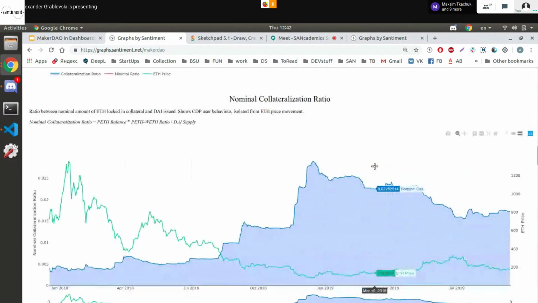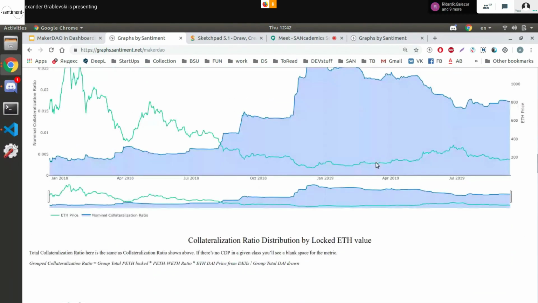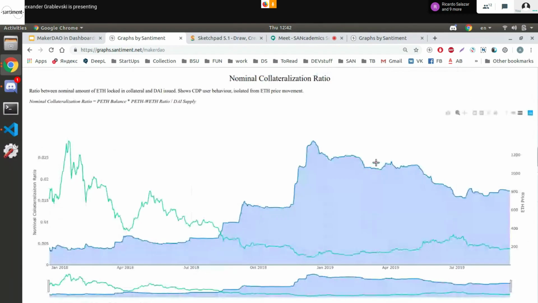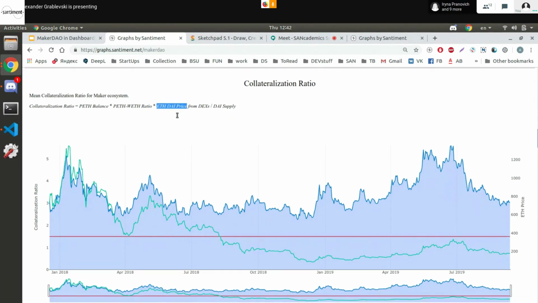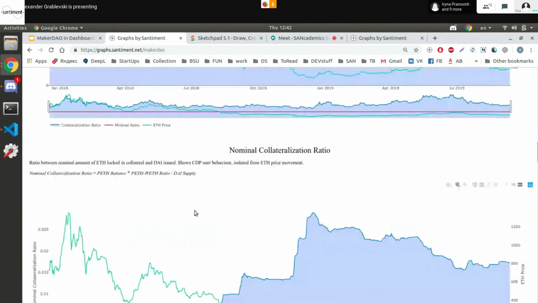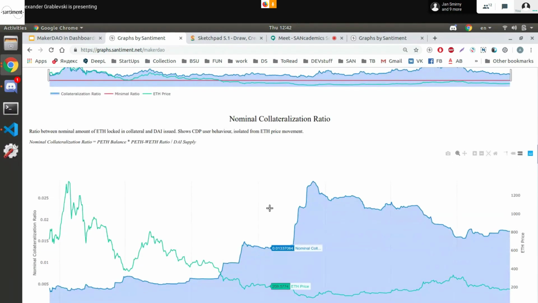The next graph is the nominal collateralization ratio. That's some advanced stuff that I didn't realize the first time, but let me try to explain. The previous collateralization ratio depends on ETH price, while this ratio is in DAI price. If you want to get away from the fluctuations of ETH price movement, you just look at this graph.